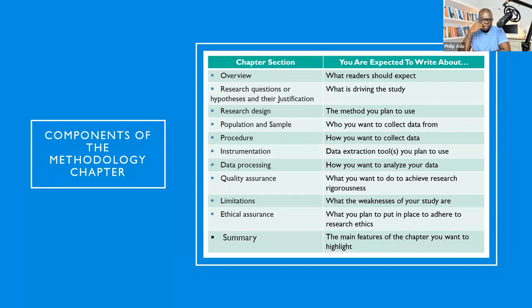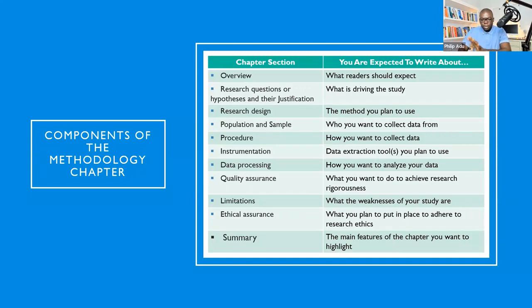Limitations: whether you are choosing a very good tool or not, there's always going to be weaknesses, right, behind the actions and the decisions and the strategies and the tools that you're going to use. So you have to think about the weaknesses and then provide that information to your readers. Ethical assurance: how are you going to make sure that everything that you do is in line with the ethics in relation to doing research? And then you end by summarizing what you have written. So that's all about the components. And we're going to go into detail.